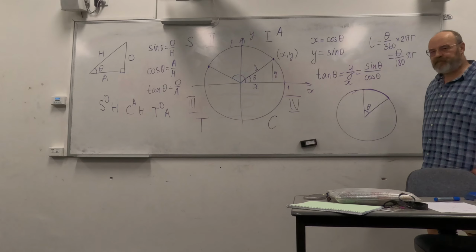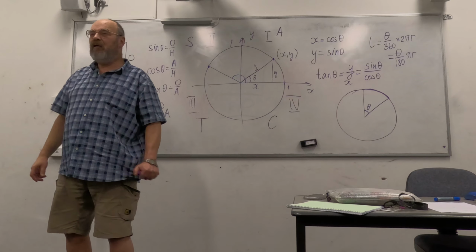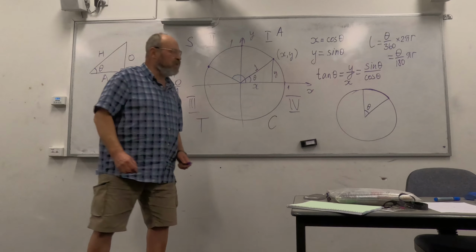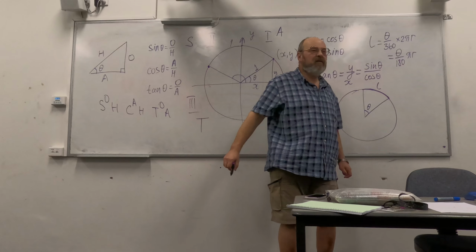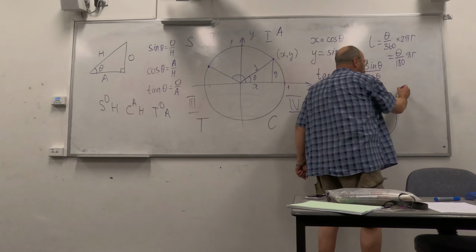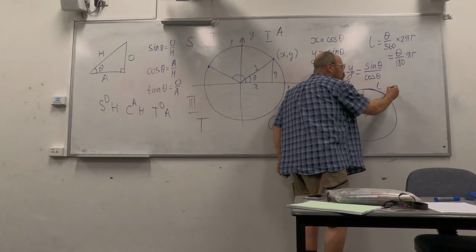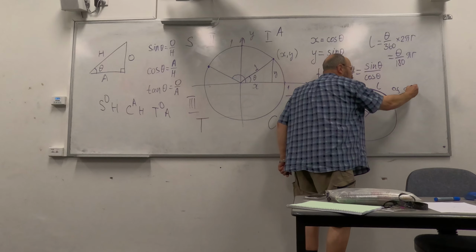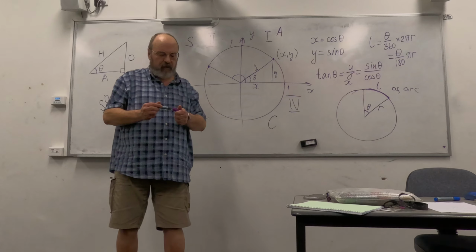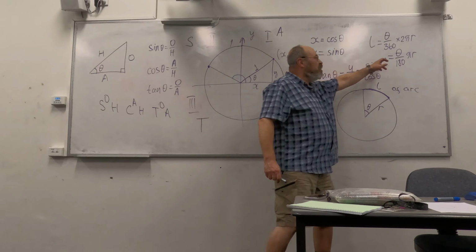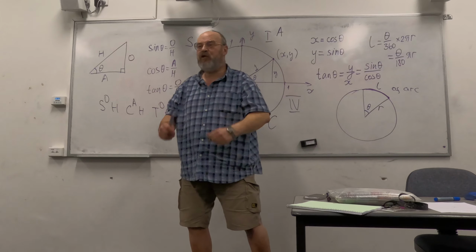This is the length of the arc, L. R is the radius of the circle, and L is the length of the arc. L equals theta over 360 times 2 pi r. That makes sense: it's a percentage of the whole, a fraction of the whole circle. Theta over 180 is just pi r.